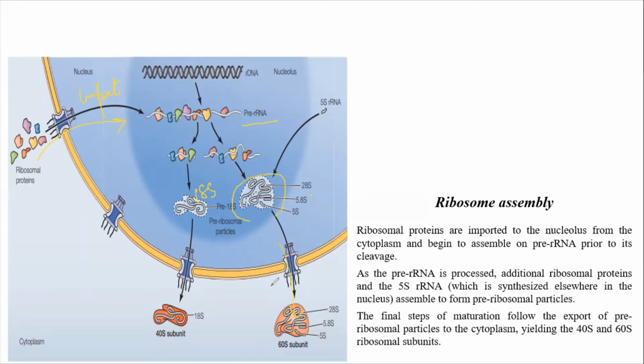Is this image clear? Should I repeat again? Yes. So in the cytoplasm, you have got the assembled 40S and assembled 60S. Now, once your mRNA comes out, then they start assembling and forming the pre-initiation complex. Yes. Any doubts over here? Shruti, would you like to explain?